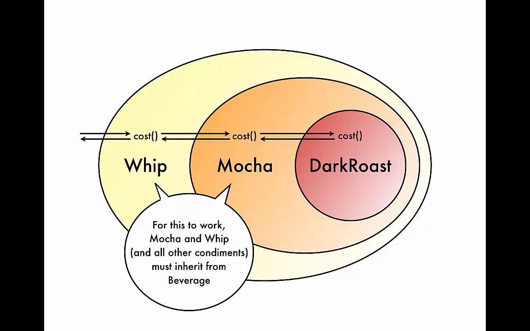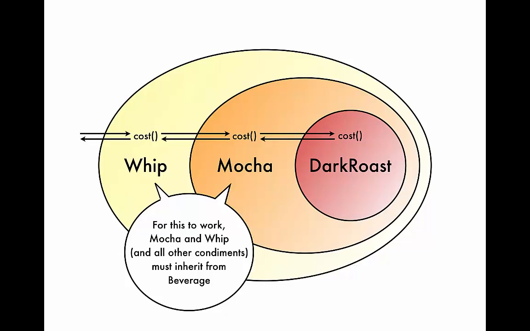It seems a little odd since whip and mocha are condiments, not beverages. But if this helps, you can think of them as being named beverage with whip and beverage with mocha. When you call the cost method on the beverage with whip object, it calls through to the cost method of the beverage with mocha object, and it adds 50 cents to the result.